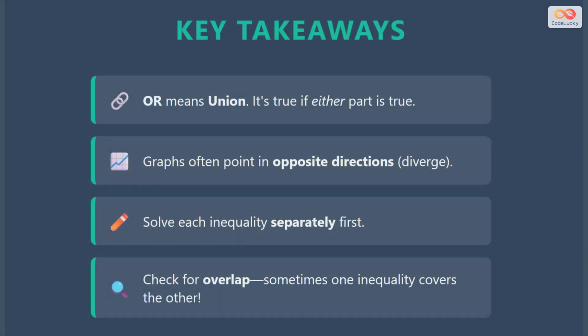To wrap up, remember that or means union. You only need one part to be true. Always solve separately, and be careful when graphing, as you might find overlaps that simplify your final answer.